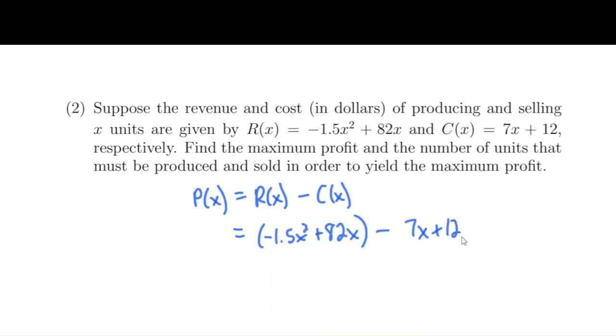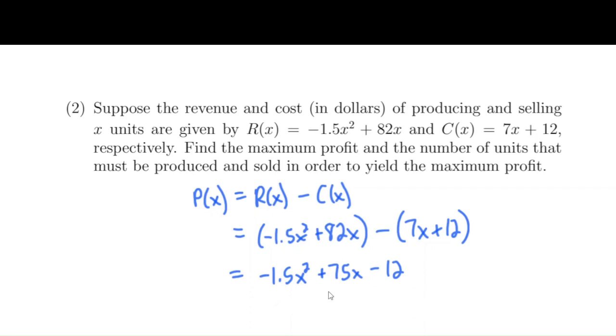Now, if I just write it like this, it is not correct. Remember, I'm subtracting the whole cost function, so I should put this in parentheses. So that negative is going to distribute. We're going to have a negative 7x and a negative 12. Now, if we simplify this, we get negative 1.5x squared. Now, notice we have a plus 82x and a minus 7x. So that's really plus 75x. And then we have a minus 12. So that's our profit function.